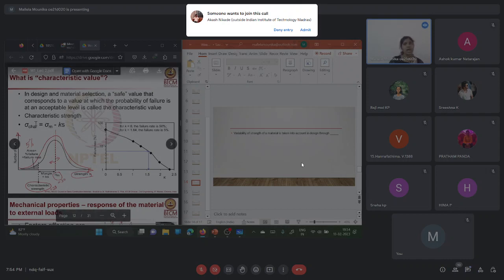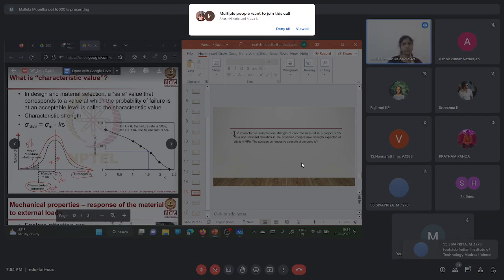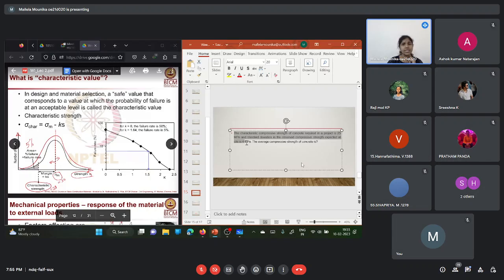To understand this, I'll show you a question. If you are able to solve the question, then you will be able to understand the concept of the characteristic value. Let me explain the question for you. The characteristic strength of concrete required in a project is 25 megapascal, and the standard deviation in the observed compressive strength expected at the site is 4 megapascal, and the average compressive strength of the concrete is.